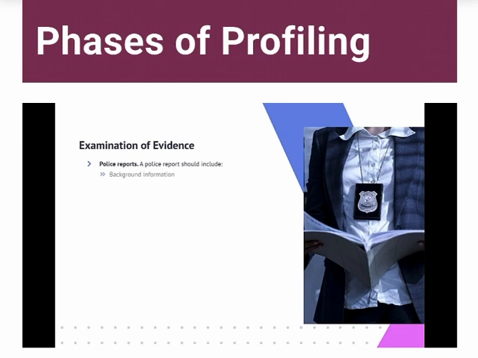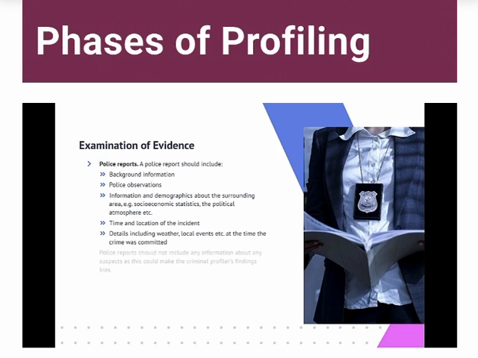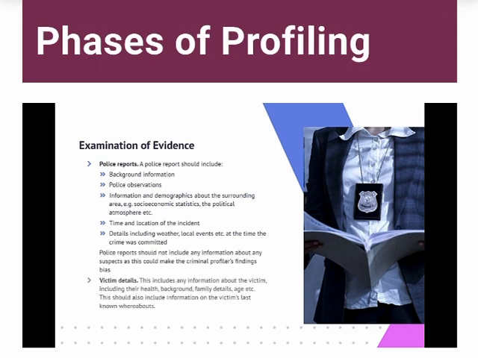Police reports. A police report should include background information, police observations, information and demographics about the surrounding area, for example socioeconomic statistics, the political atmosphere, etc. Time and location of the incident. Details including weather, local events, etc. at the time the crime was committed. Police reports should not include any information about any suspects as this could make the criminal profiler's findings biased.